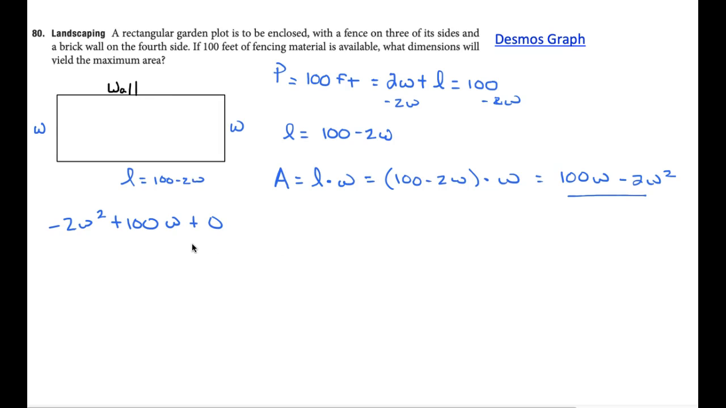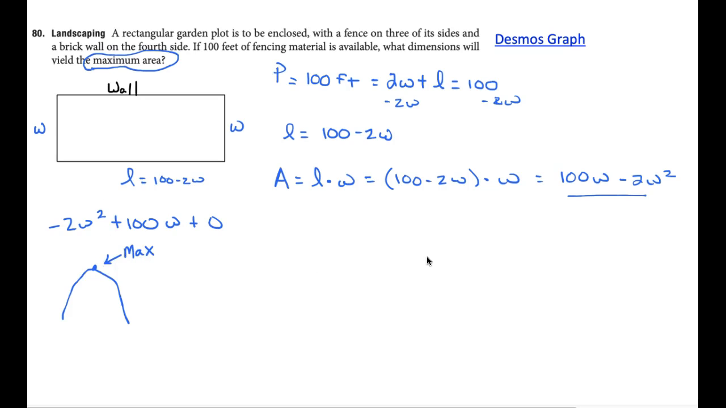The first thing you've got to think about is which way is this going to face. So because of the negative right here, we are going to have a quadratic that faces downward like this. And that means we're going to have a maximum. That maximum right there is the maximum area that we're looking for in the problem right up here. So this maximum area right here, that is the maximum.